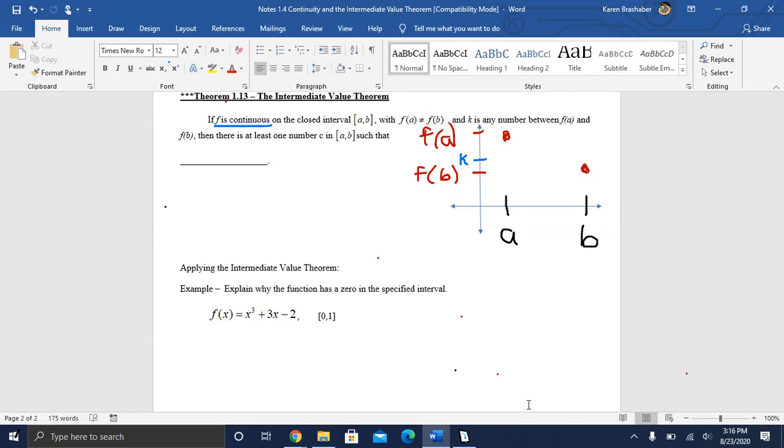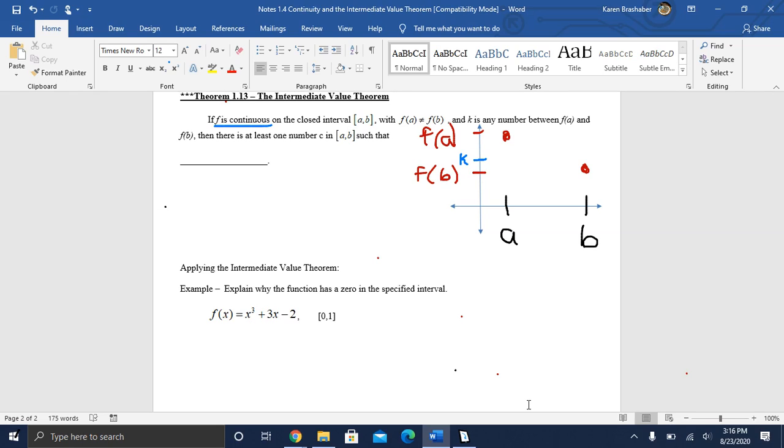All right, we're going to take a look at the intermediate value theorem. And for this theorem, I would like for you to know the conditions of the theorem as well as the conclusion of the theorem. So the hypothesis says if f is continuous on a closed interval from a to b.